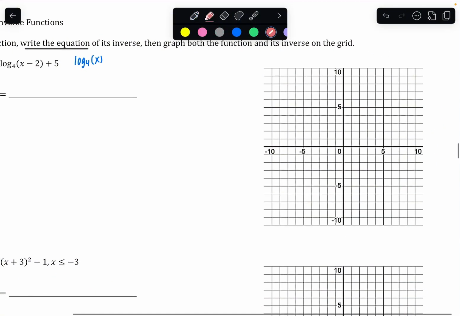And the parent function has a vertical asymptote at x equals 0. And then its x-intercept is a distance of 1 from the asymptote. And then the next point up would be a distance of the base away. And so because our base is 4, its distance is going to be 4 from the asymptote. And so it goes up to the right and then down towards the asymptote.